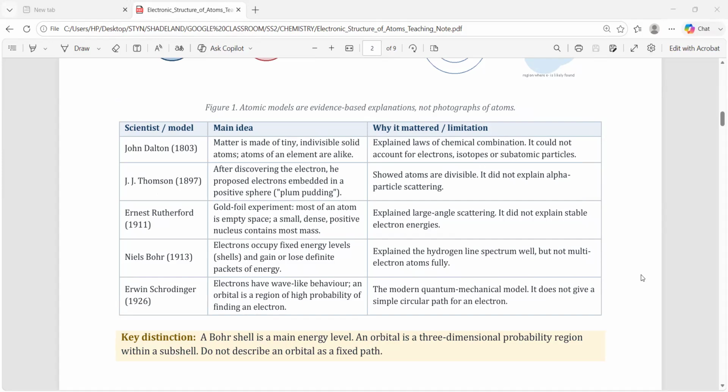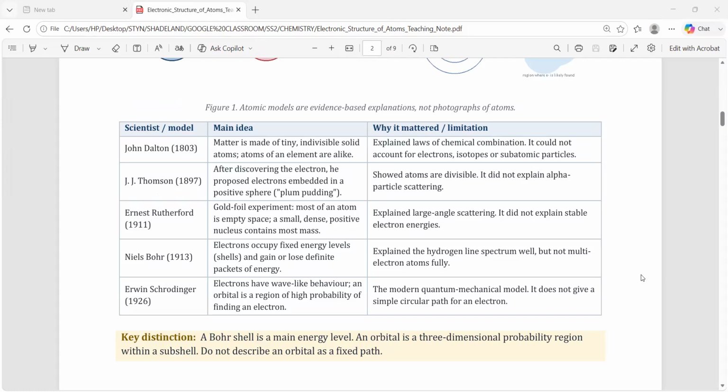Brian, you are our Niels Bohr today. Read Niels Bohr. Unmute yourself. Niels Bohr, 1913. Electrons occupy fixed energy levels and gain or lose definite packets of energy. Why it mattered? Explain the hydrogen line spectrum well, but not multi-electron atoms fully.